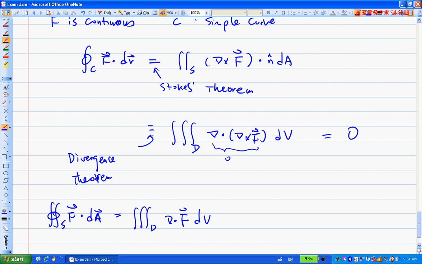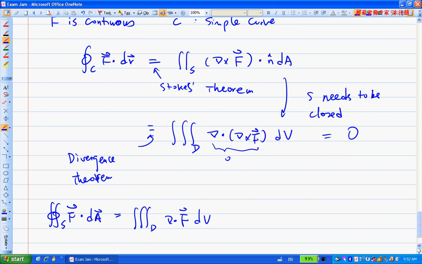From here to here, now you have to repeat: what's the definition of the divergence theorem? It has to be closed, closed what? Surface. Right? It has to be a closed surface. So when you apply this to here, the S needs to be a closed one. So what does it mean when it's closed?